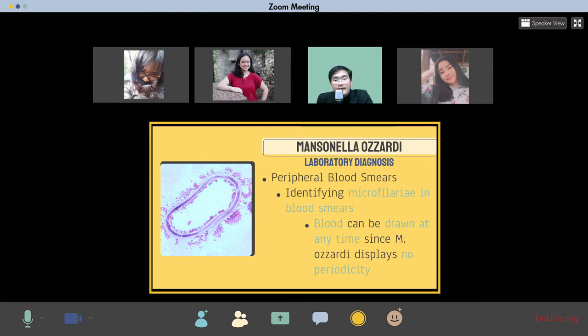Blood can be drawn at any time since Mansonella ozzardi displays no periodicity. So what does no periodicity imply? Periodicity is often associated with a cycle, a periodic increase in the numbers of the organism in the blood, perhaps because the organism is more active at a certain time of the day. Saying there is no periodicity connotes that there is no cycle, no interval, and therefore blood can be drawn at any time. Time will not be much of a variable. Whether you collect blood in the morning, afternoon, or evening, it will not make much of a difference.